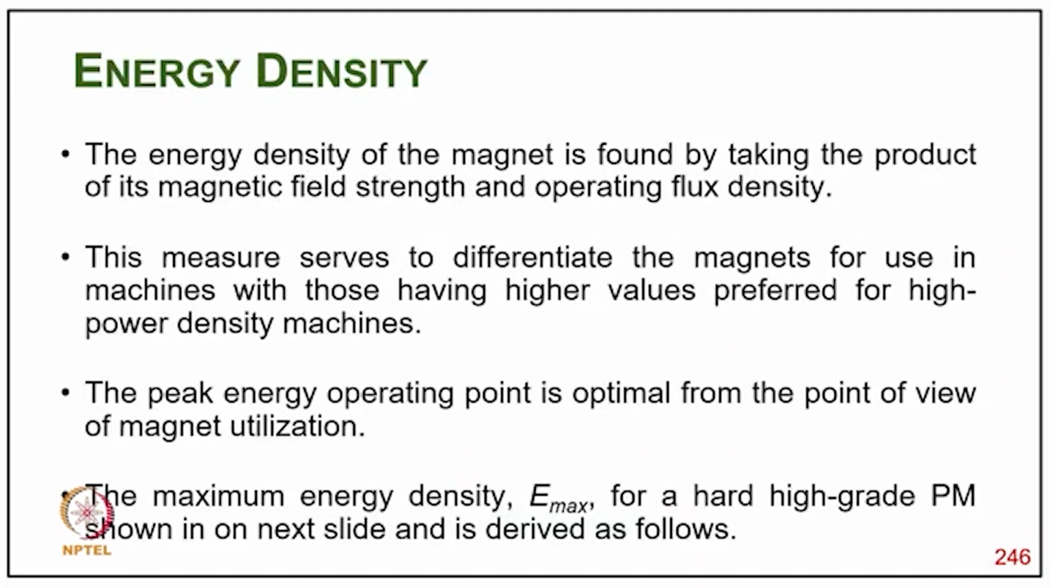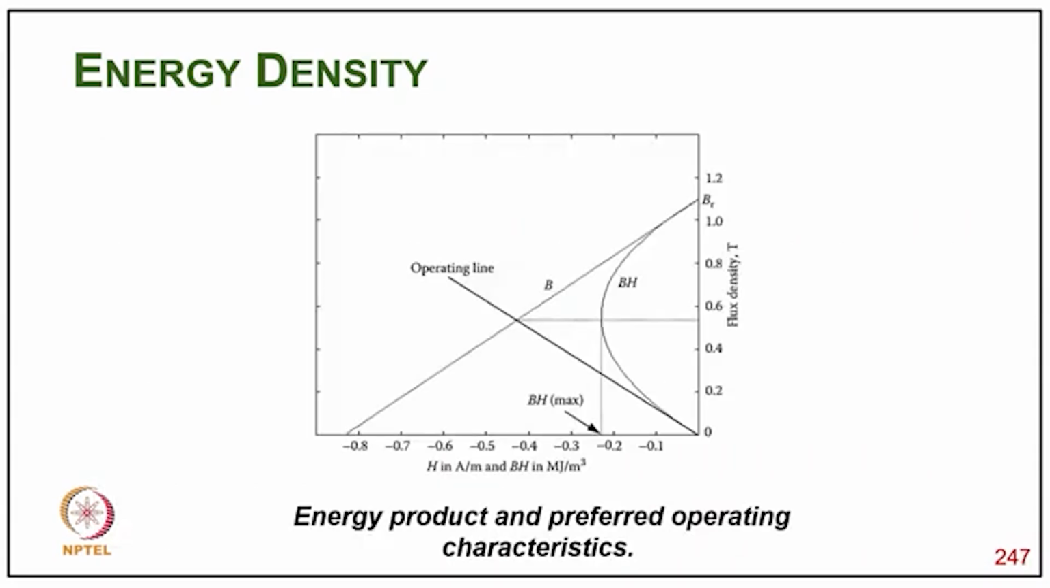Coming to energy density, the energy density of the magnet is found by taking the product of its magnetic field strength and operating flux density. This measure serves to differentiate the magnets used in machines, with those having a higher value preferred for high power density machines, and the peak energy density point is the optimal from the point of magnetic utilization. The maximum magnetic energy density for hard PM is shown in the next slide and derived here as follows.